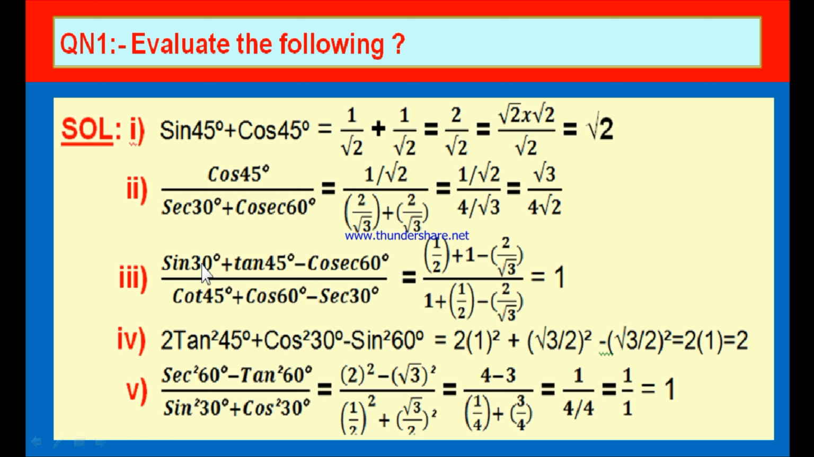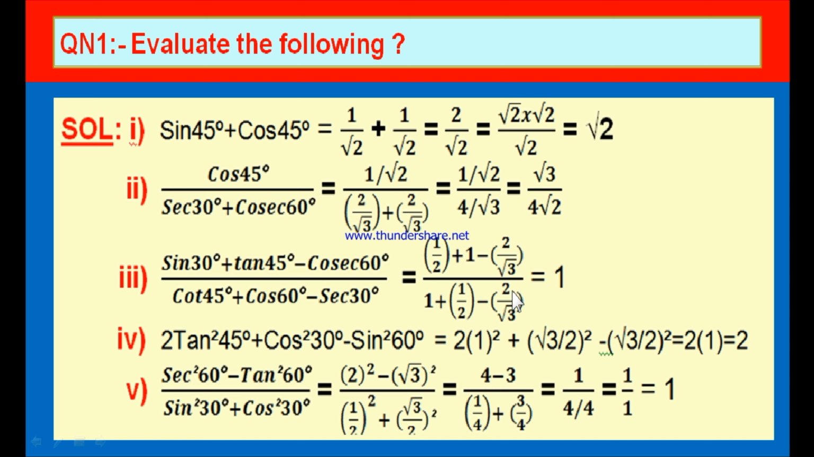Now third bit, sine 30 degrees plus tan 45 degrees minus cosecant 60 degrees by cot 45 degrees plus cos 60 degrees minus secant 30 degrees. It is very simple that we have to substitute these values. The value of sine 30 degrees is 1 by 2 plus tan 45 degrees, the value of tan 45 degrees is 1 minus cosecant 60 degrees, cosecant 60 degrees is 2 by root 3, divided by cot 45 degrees. Cot is the inverse trigonometrical ratio for tan. Tan 45, we know that tan 45 is 1. Therefore, cot 45 is also 1 by 1 is 1. Plus cos 60 degrees is 1 by 2. Minus secant 30 degrees is 2 by root 3.